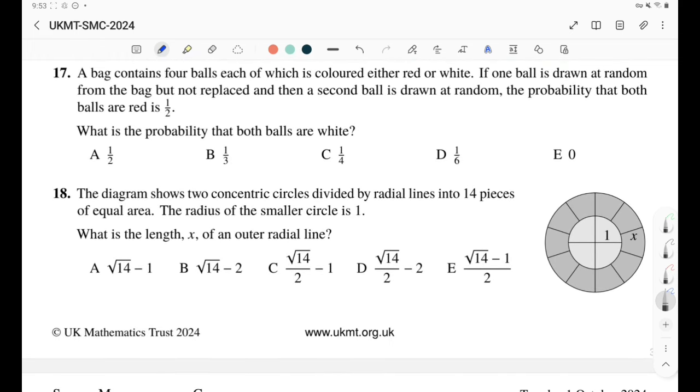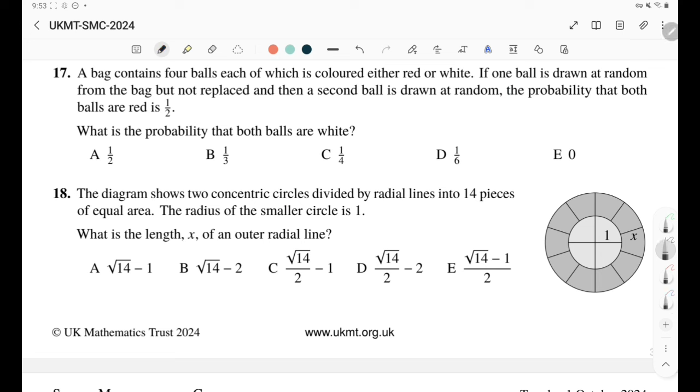Alright, let's move on. A bag contains 4 balls, each of which is colored either red or white. Okay, so you have 4 balls, red or white. They're telling us that we draw one ball, we got it red. We then did not, of course, replace it. We also took another one, we also got it red. The probability that we have this event happening, the first chosen one is red and the second one is also red, is half. What's the probability that both balls are white?